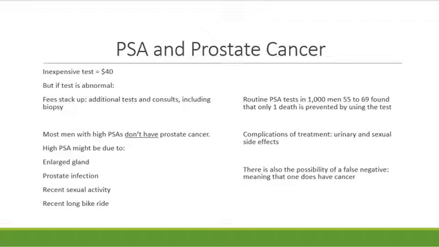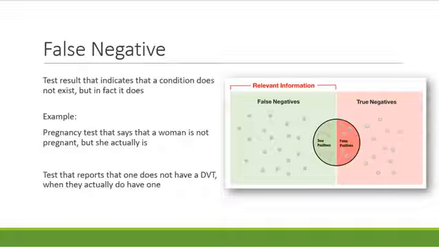There is also, though, the possibility of a false negative, meaning that one does have the cancer. Let's talk about false negatives. The test result indicates that the condition does not exist, but in fact it does. So, for example, a pregnancy test that says a woman is not pregnant, but she actually is. Or a test reports that one does not have a DVT, but they actually do have one.